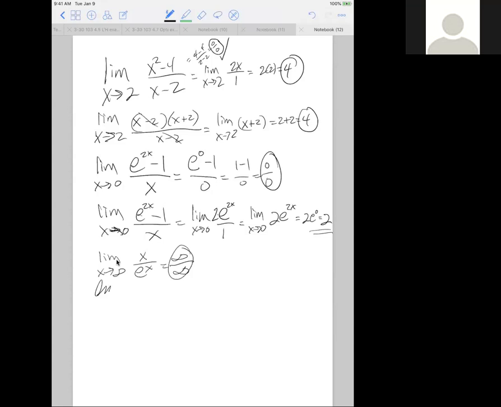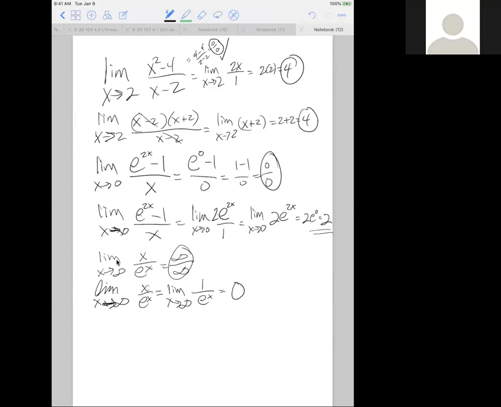So let's go back to the limit as x goes to infinity of x over e to the x. Take the derivative of the top, and I get 1, and the derivative of e to the x is e to the x. And now as x goes to infinity, the top is 1, and the bottom gets huge, which means this is going to 0. All right? That is a straightforward infinity problem.